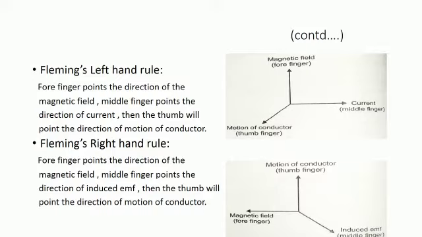The second one is Fleming's right hand rule. This right hand rule is applicable for the DC generator. Consider the right hand, three fingers: forefinger, middle finger and thumb. Keep the three fingers at right angles to each other. Here the forefinger points out the direction of magnetic field, the middle finger indicates the direction of induced EMF, and the thumb indicates the motion of the conductor.